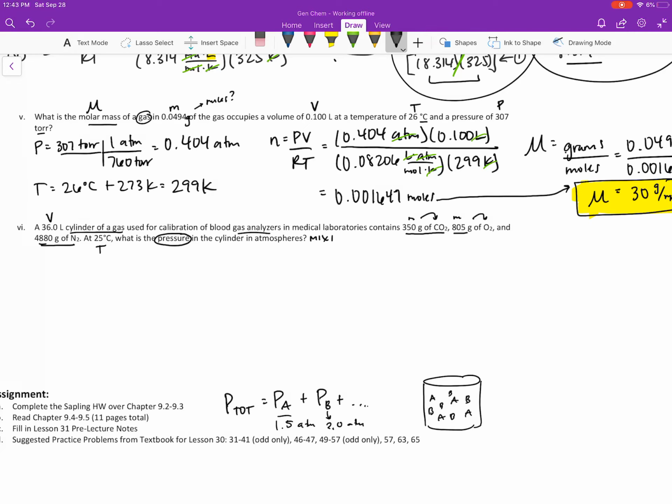So because it's asking for the mixture, we have to do Dalton's law of partial pressures. We have to determine the individual pressures of the 3 components and then add them together, which really looks like 3 separate PV=nRT equations. Okay, so carbon dioxide. We need to solve for pressure.